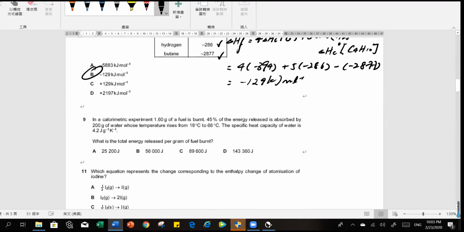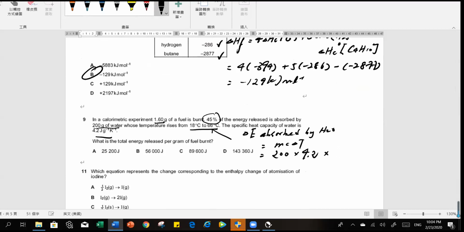In a calorimetric experiment, this amount of fuel is burned, and only 45% of the energy can be absorbed by this water. Okay, now first, we work out the amount of energy absorbed by water. That would be mc delta T, right? So the m is 200, the c is the same as before, 4.2 is given, and the temperature change is this one, 66 minus 18.